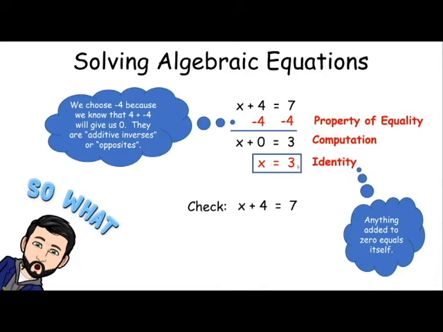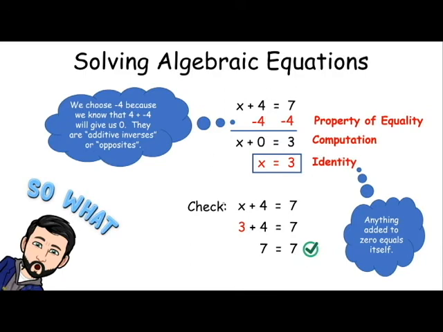They have to write the word check, and they take the original problem that they started with, and they plug in the value they said should work. In this case, we said 3 should work. Does 3 plus 4 equal 7? Well, if I do the 3 plus 4, my sides match, and I know that I found the right answer. If I do this and my sides don't match or give me a statement that's not true, then I know I've done something wrong and I need to try again.